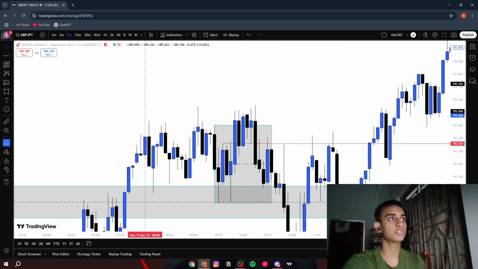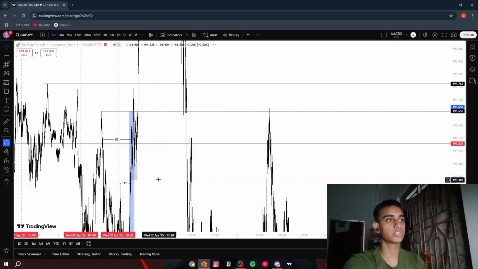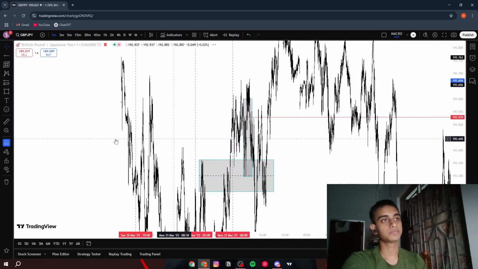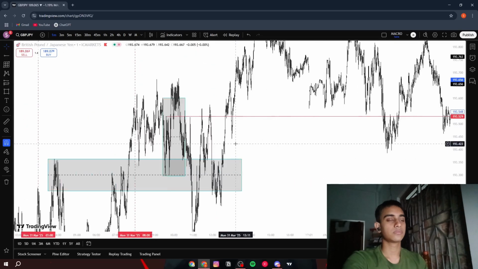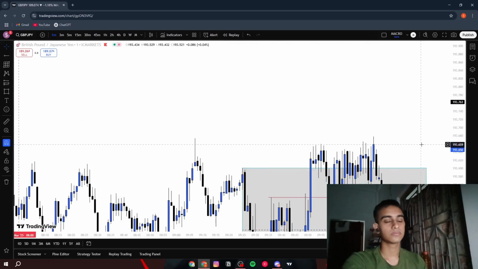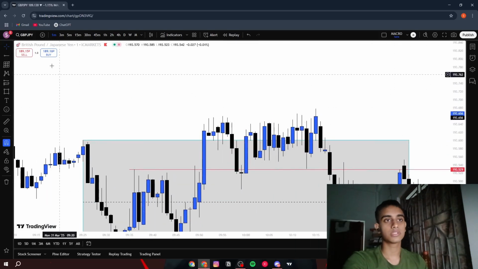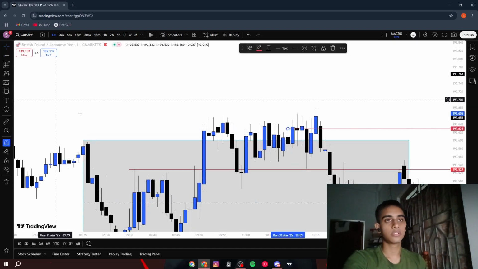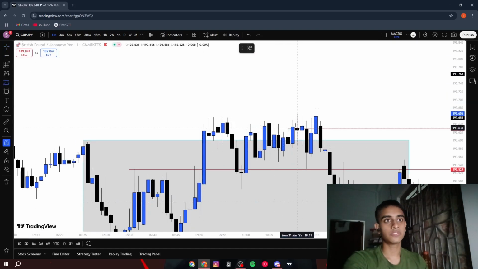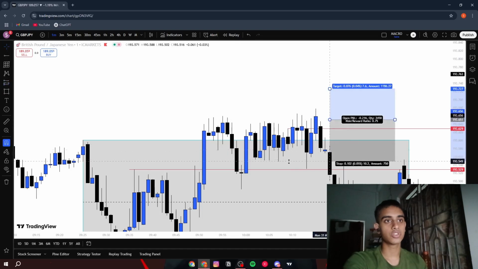So we scale down to 1 minute for a confirmation, which is a 1 minute break of structure. The break of structure was here. So we entered off of that around here, and stop loss was around here, this low right here.